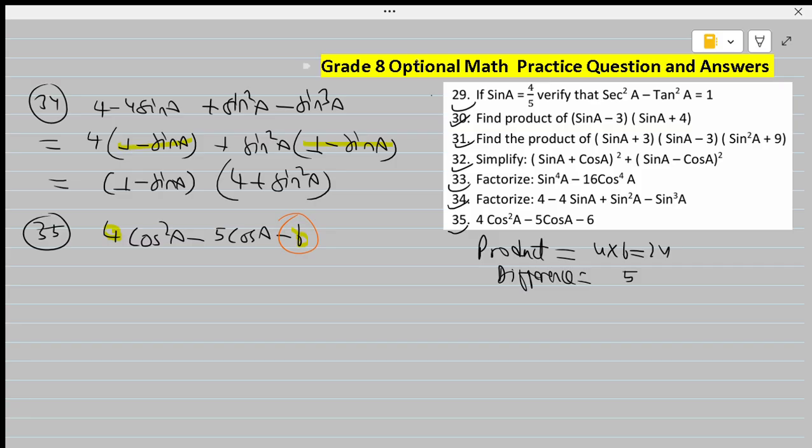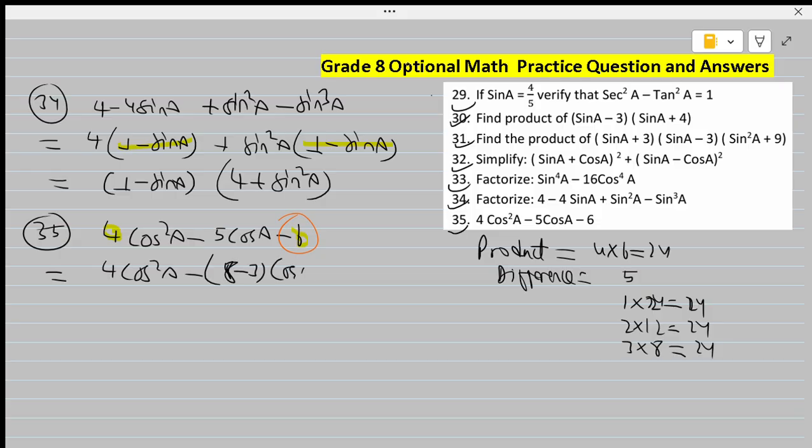Let's see. 1 into 24 gives 24, it's rejected. And 2 into 12 is also 24 but rejected because the difference is 10. Then 3 into 8 is also 24 and their difference is 5, so this we have to accept. So let's accept 3 and 8. So 4 cos square A minus, in place of 5 we keep 8 minus 3 and cos A, then minus 6.